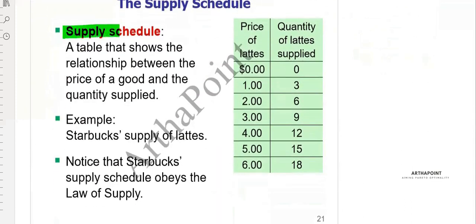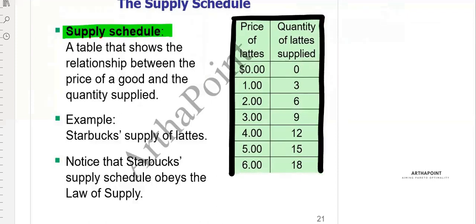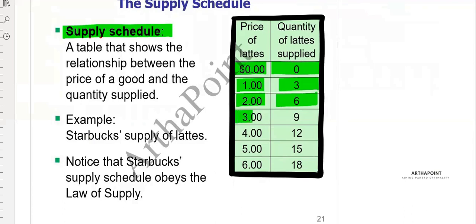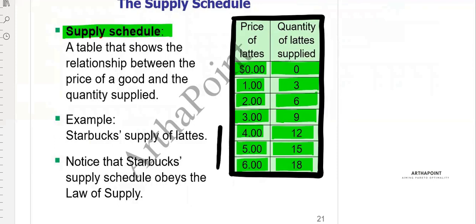Supply schedule. A supply schedule is basically a tabular relationship which tells you how much quantity at what price. For example, when the price is 0, obviously the supplier will not supply anything. As the price increases to 1, the supplier wants to supply 3 units, at price 2 wants to supply 6 units, at 3 wants to supply 9 units. And as the price keeps on increasing, the quantity that the supplier wants to supply will also increase.